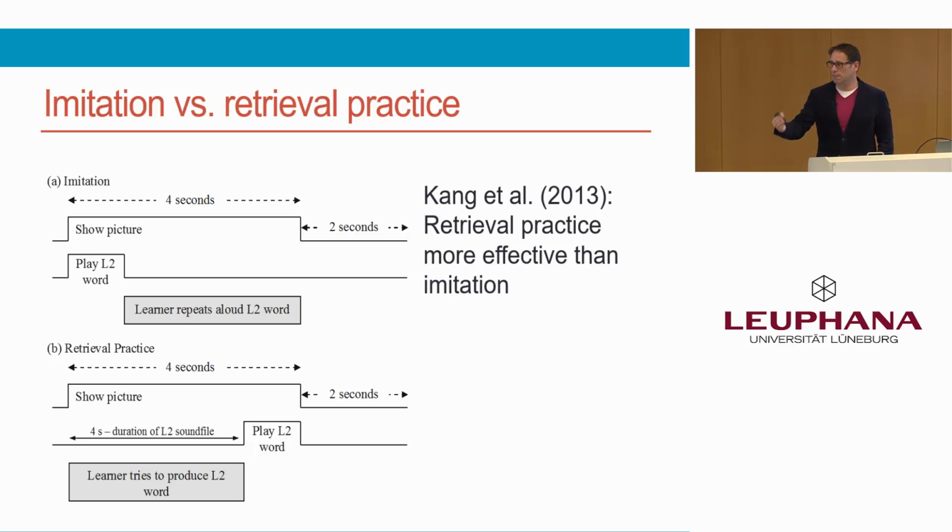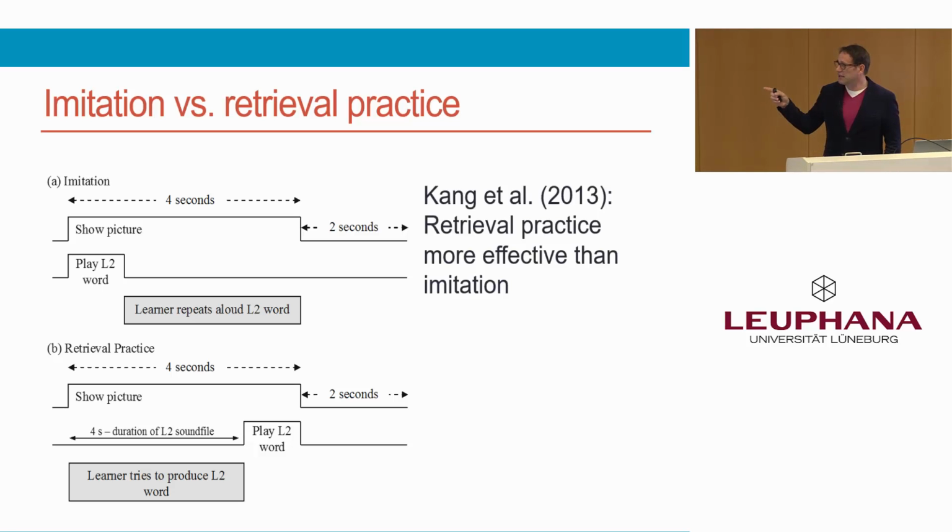this processing loop that learners need in order to link the picture to whatever they're producing. And if they have to produce it first and then hear some kind of feedback or corrective feedback, this leads to better results than pure imitation.